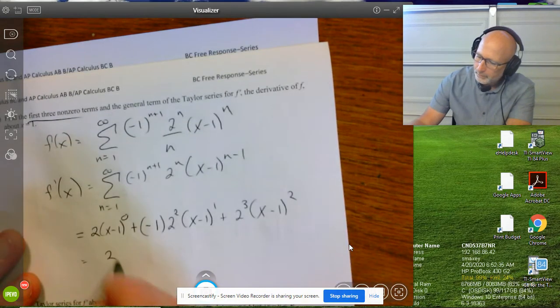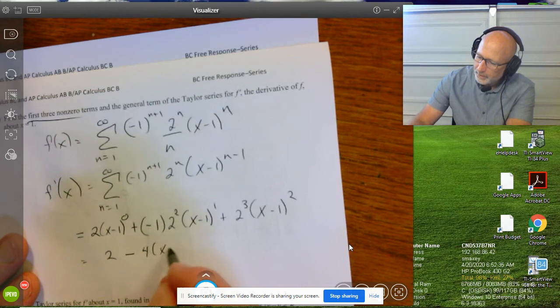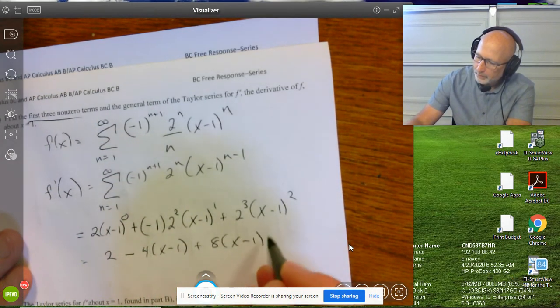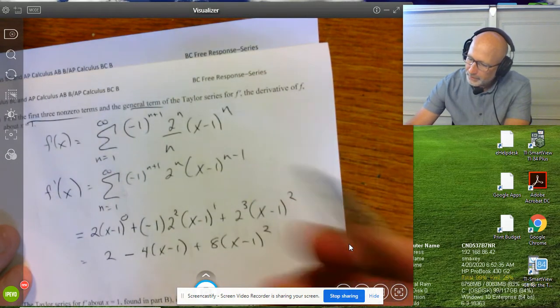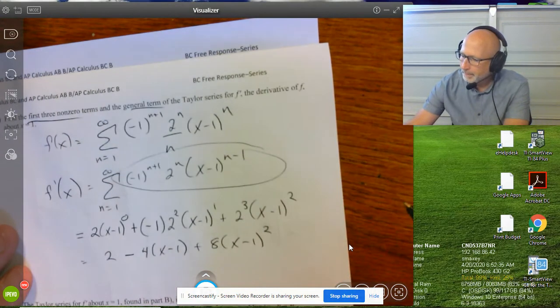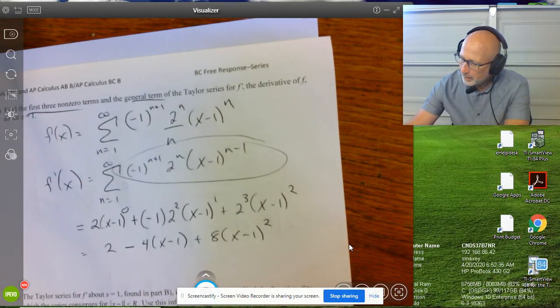So this is 2 minus 4 times (x minus 1) plus 8 times (x minus 1) squared. The general term, by the way, I've actually already found. It's right there.